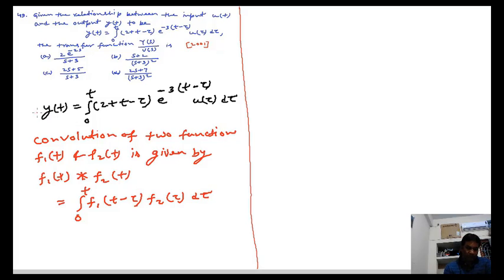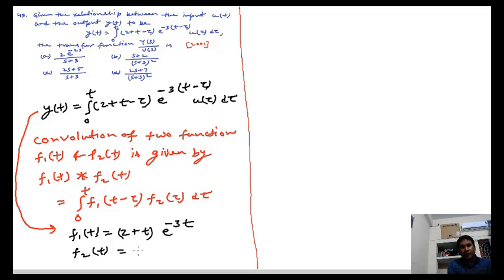From here we can write that f1(t) is nothing but (2 + t) multiplied by e^(-3t), and f2(t) is nothing but u(t). Now it is given in the question the relationship between the input u(t) and the output y(t), so input is u(t) and output is y(t). Now we can write y(t) is nothing but the convolution of f1(t) and f2(t).